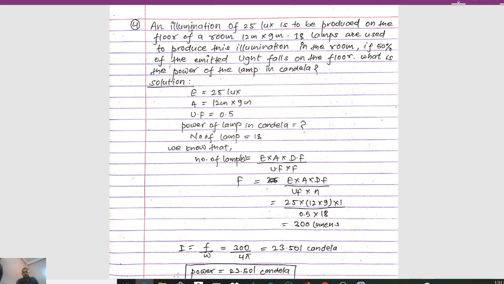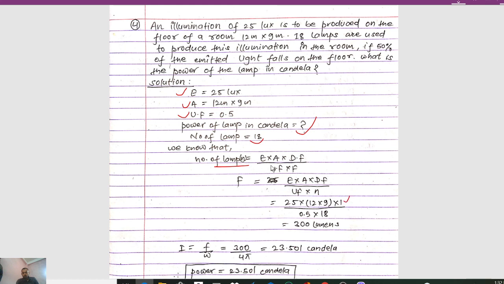Similarly, we have here an illumination of 25 lux to be produced on the floor of a room 12 meter into 9 meters, and 18 lamps are used to produce this illumination in the room. If 50% of the emitted light falls on the floor, what is the power of the lamp in candela? So here we are given E as 25 lux, and A as 12 meter into 9 meters. Similarly, UF is given as 0.5, and the number of lamps is given as 18. We know the formula to calculate the number of lamps as E into A into DF upon UF into F, and here DF is not mentioned, so we'll assume it as 1.